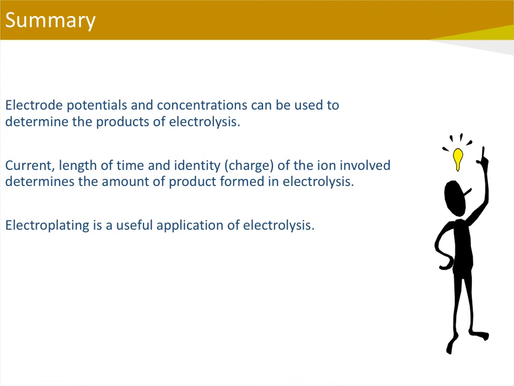First of all, electrode potentials and concentrations can be used to determine the products of electrolysis. Current, length of time, and identity because of charge of the ion involved determines the amount of products formed in electrolysis. And electroplating is a useful application of electrolysis. What else would you like to add to your summary?